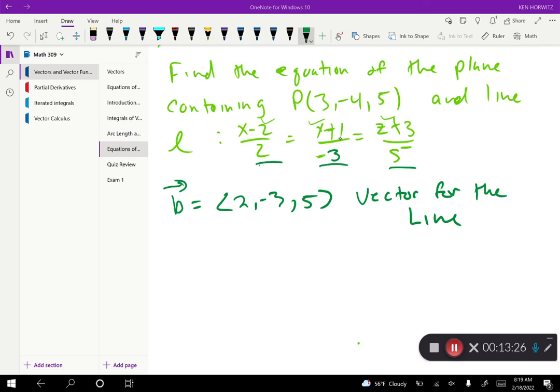So, let's see, for x, I would put 2 in. 2 minus 2 would be 0. For y, I'd put negative 1 in. Negative 1 plus 1 would be 0. And for z, I'd put in negative 3. Negative 3 plus 3 would be 0. So I'm going to call my point Q, 2, negative 1, negative 3. And I'm going to say that that is a point on the line.